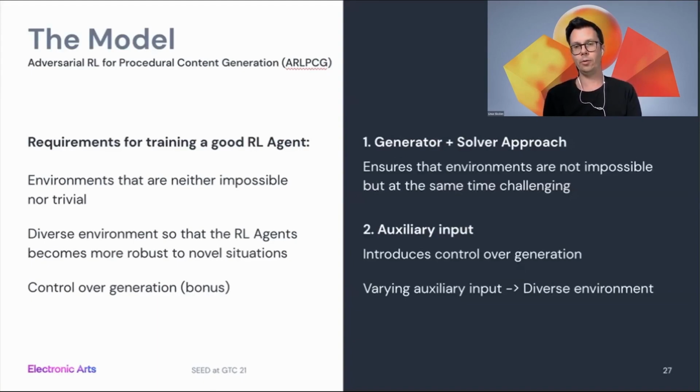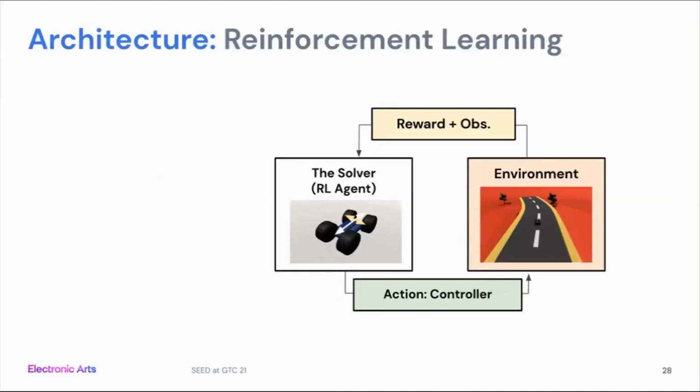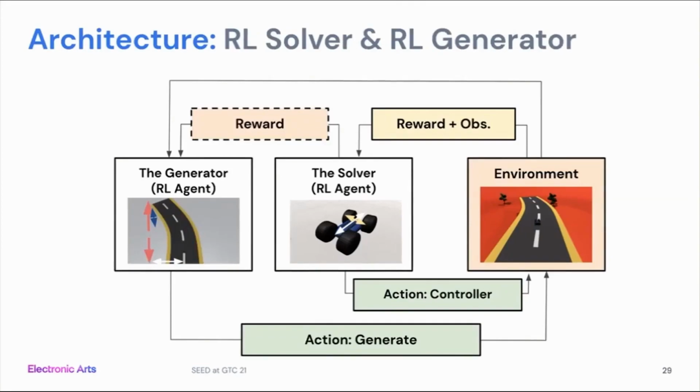And connecting these two together ensures that the generator will learn not to make impossible maps, but also not trivial. And if we add an auxiliary input, we will also have control of the generation, and the auxiliary input can also further diversify the environment. And I'm going to explain this here. So first, we take a normal reinforcement learning environment where we have a solver which plays the game that controls its action in the environment, and the environment sends back an observation and reward. And then you add a generator on this and connect that to the environment.